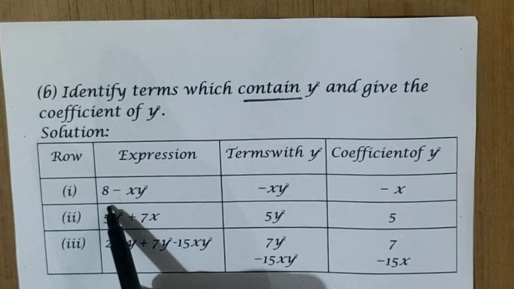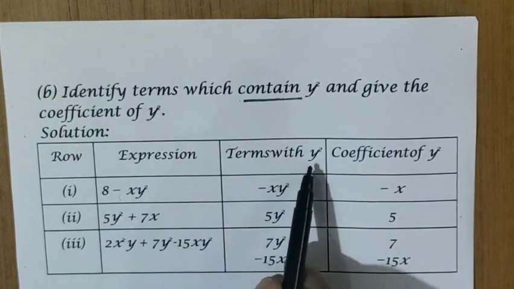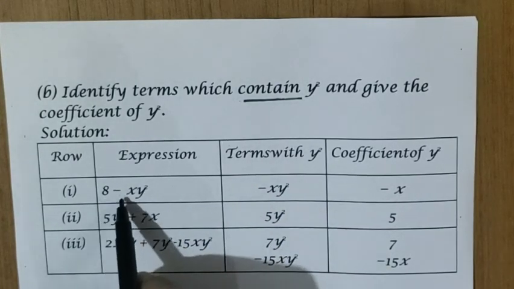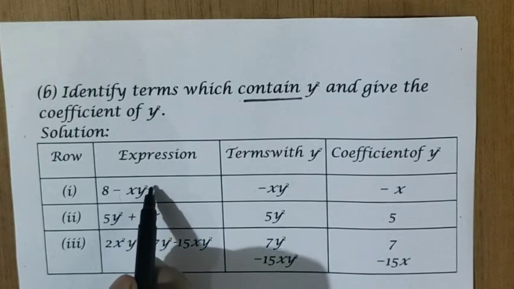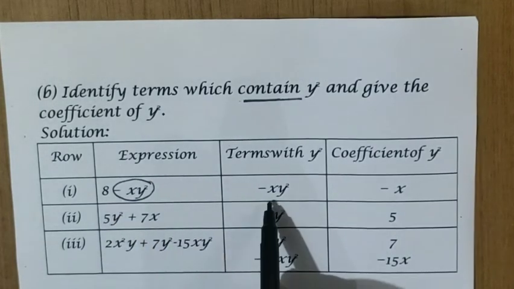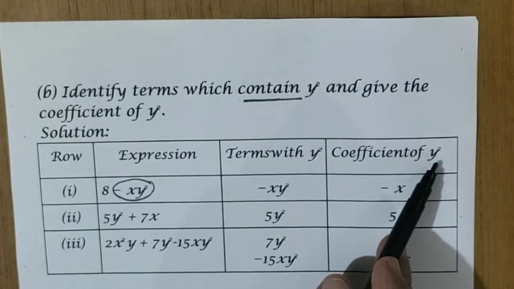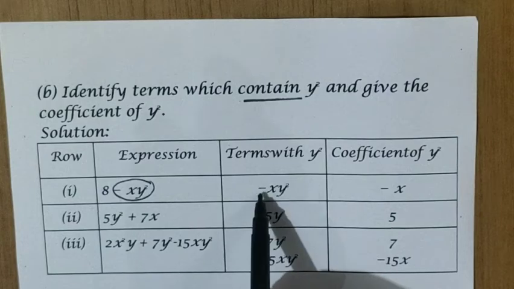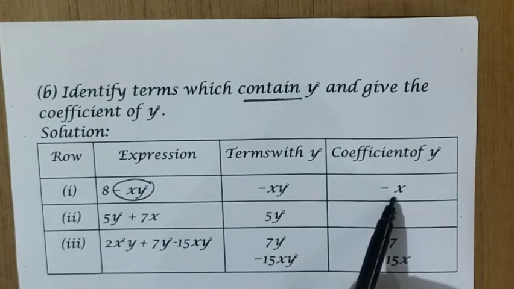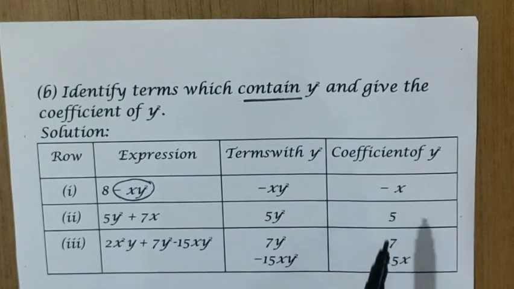So expression 8 minus xy square, terms with y square. See 8 and minus xy square. Which term is having y square? Minus xy square, right? So we'll write here minus xy square. Now coefficient of y square is the next question. So other than y square, what is the term? Minus x only. So we'll write the factor minus x here.